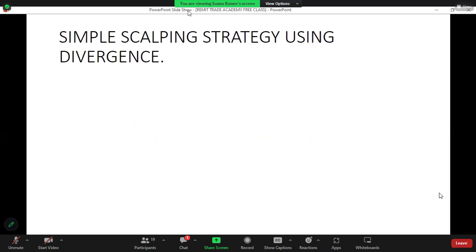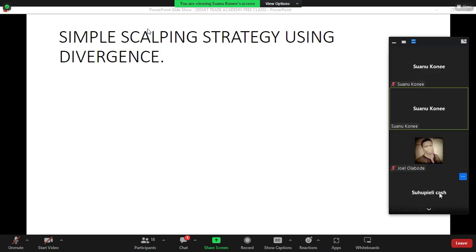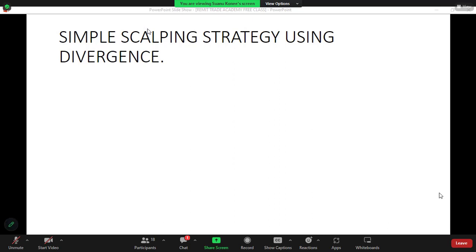Okay, now I would be explaining a simple scalping strategy. Before I even talk about what a simple scalping strategy is, because that's one of the topics in the flyer that was distributed across, in the flyer we have simple scalping strategy using divergence, we have how to develop a winning trading strategy, and then best trading indicator and usage. All these things are what I would be explaining in this class.